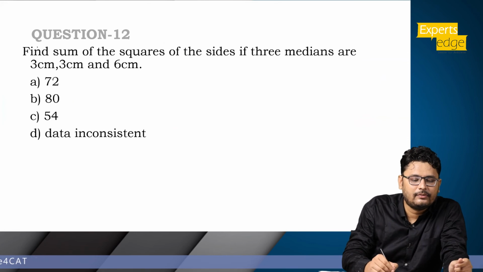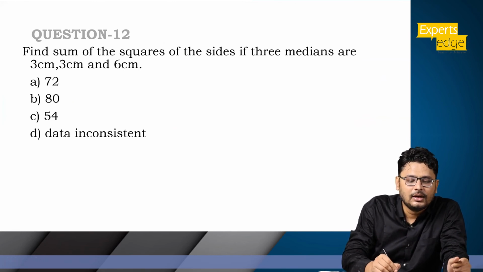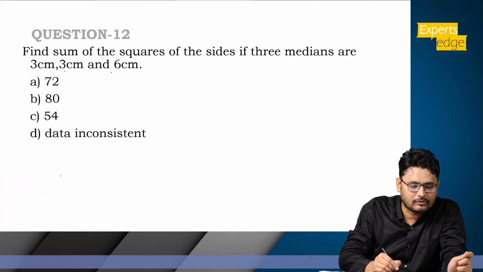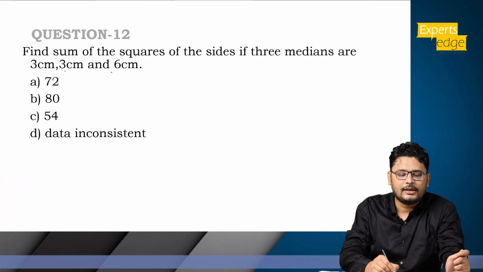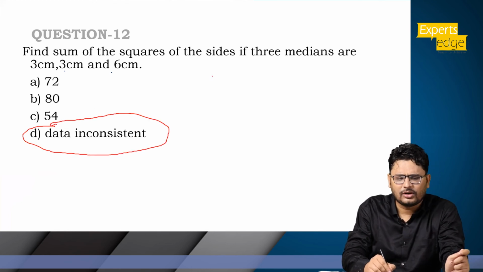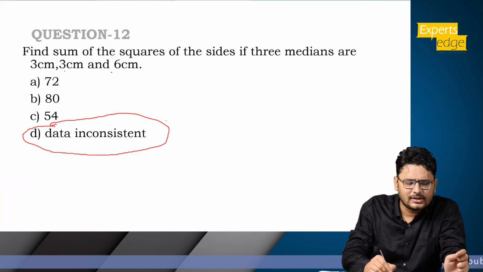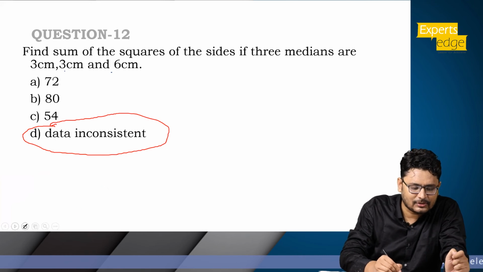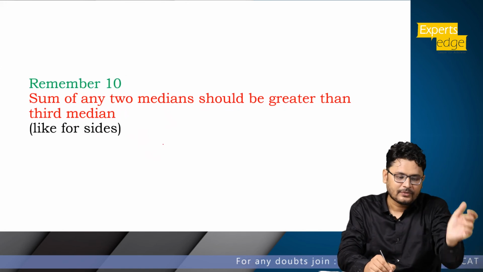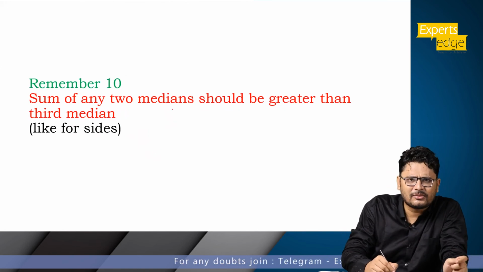Question number 12. What it says: the sum of the squares of the sides if the 3 medians are 3, 3 and 6. Okay, so don't fall into the trap of quickly going by the last method and solving it. The formula is not wrong. The correct answer for this question is data inconsistent, right? If you solve, you will get an answer. But what is the flaw in this? Just remember the last property.